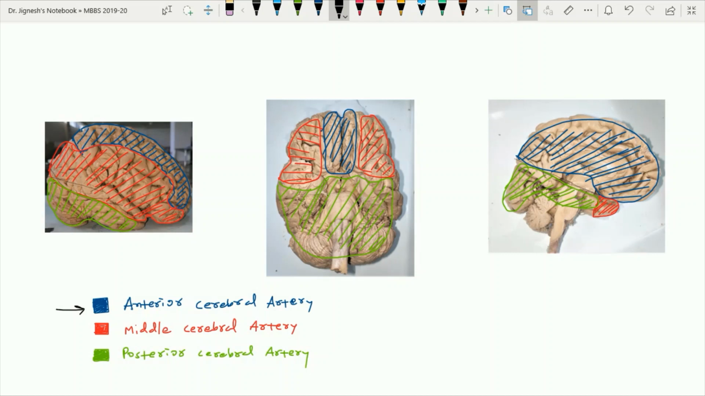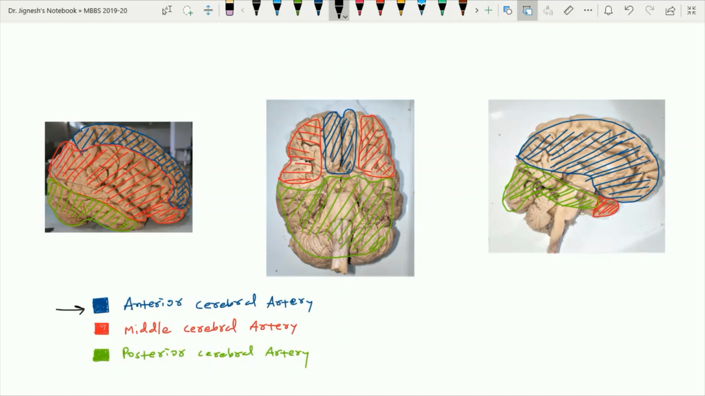And this will lead to weakness in the leg and the foot because of the involvement of the medial side, as well as loss of control of defecation and micturition because of the involvement of the paracentral lobule, which is present on the medial side. It also leads to an affection in the personality, and that is because of the involvement of the prefrontal area.